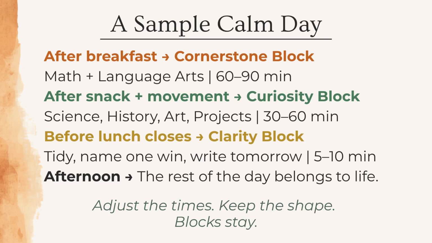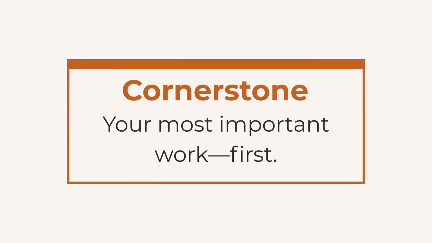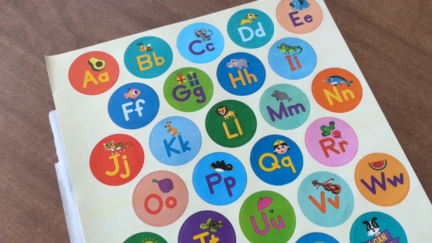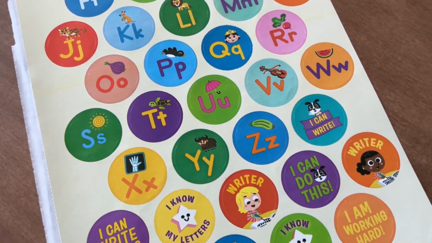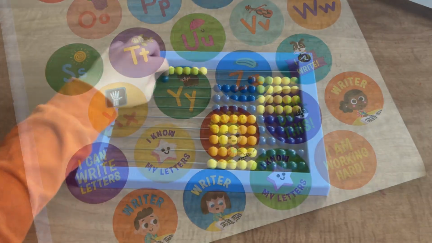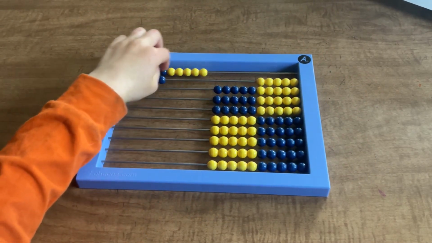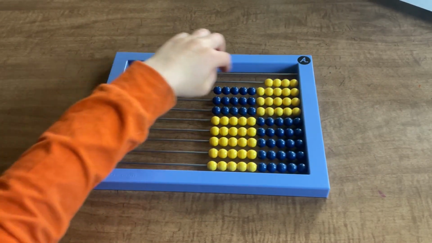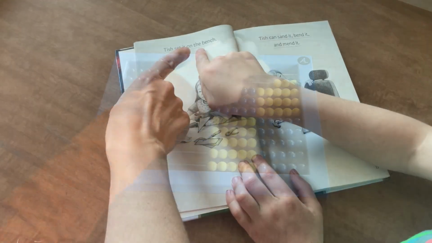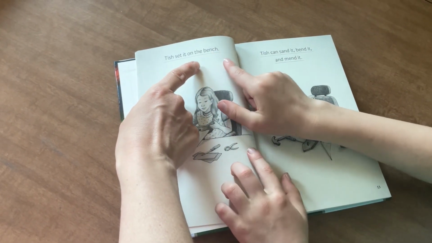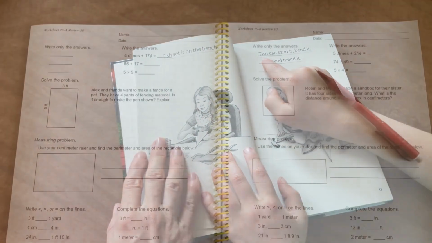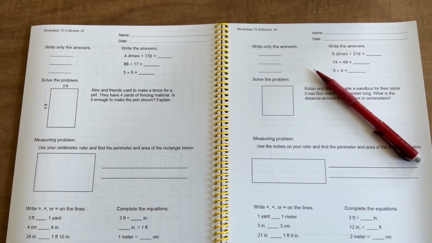That's the whole system. The Cornerstone Block is first, right after breakfast, because that's your child's sharpest mental window. Language arts, math, the subjects that require the most focus, the most sustained attention. These go first, not after everything else settles, not when you have more energy to explain things. First.